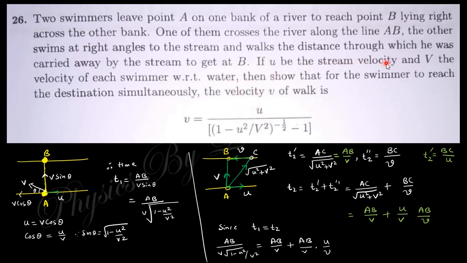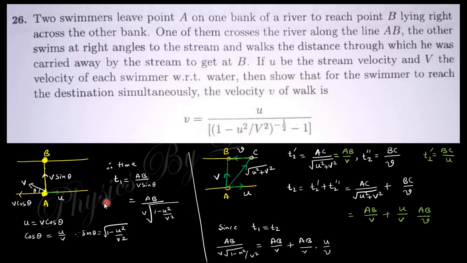If u is the stream velocity, the velocity of the stream is u, and v is the velocity of each swimmer with respect to water. The velocity of the swimmer is v in water. Then, for the swimmers to reach the destination simultaneously, the velocity v is found like that.